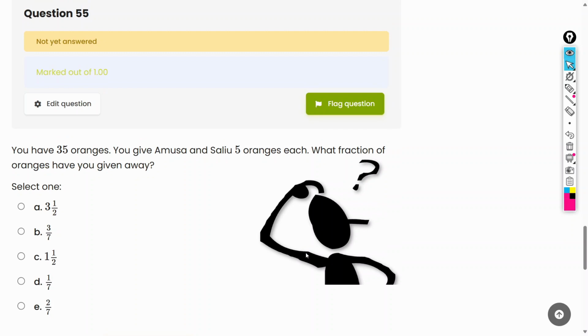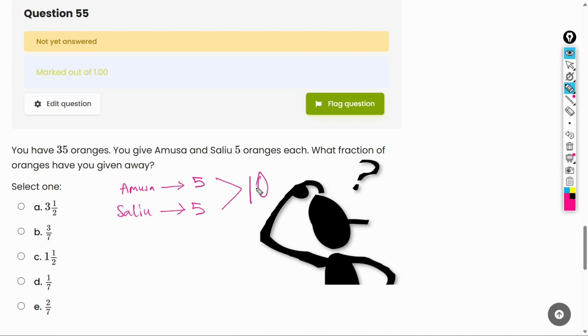You have 35 oranges. You give Amusa and Saliu 5 oranges each. So Amusa 5, Saliu 5. What fraction of oranges have you given away? To find out the fraction of oranges we've given away, we should first find out how many oranges we've given away. The oranges we've given away are 5 plus 5, which is 10 oranges. And then 10 out of 35. So that's 10 out of 35.